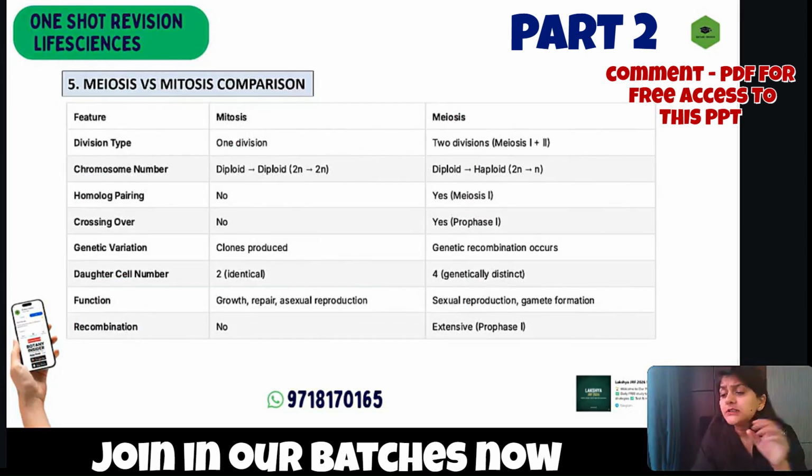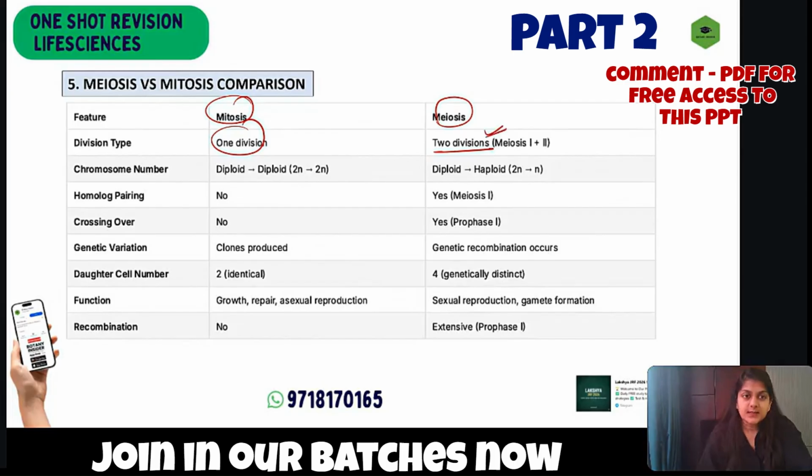Then the difference between mitosis and meiosis. In mitosis, you have one division. In meiosis, you have two divisions. Chromosome number will remain the same in mitosis. In meiosis, it is going to get halved. Homologue pairing: in mitosis, no homologue pairing. In meiosis, yes. Crossing over is not there in mitosis. In meiosis, it is there, which is because of genetic recombination.